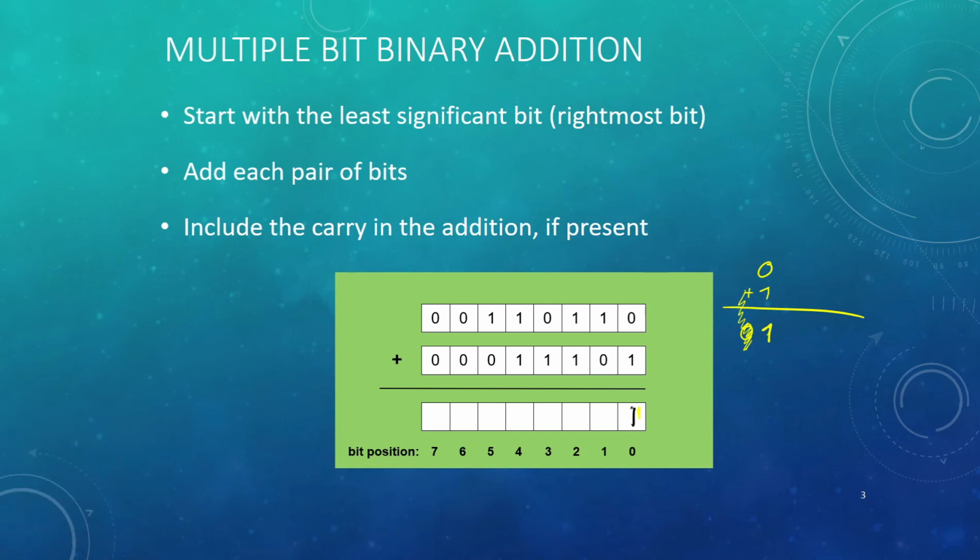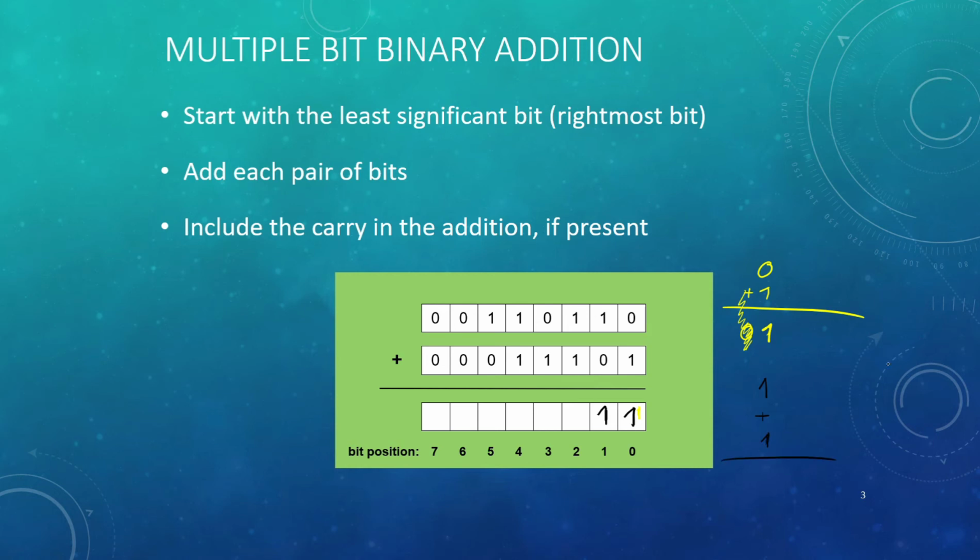It will be 1. Now we go to this side. This is the exact same thing. It's 1 plus 0. We have no carry over. What about 1 plus 1?